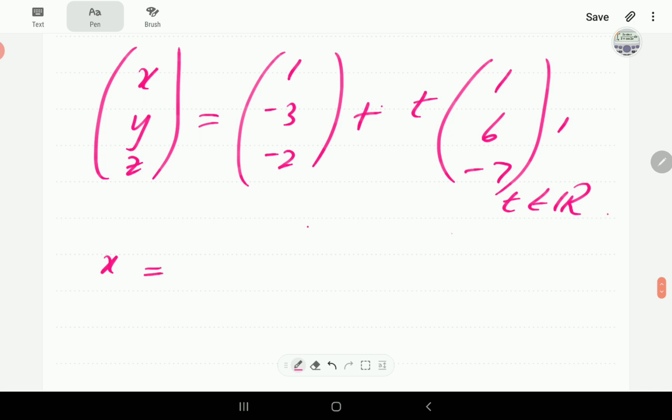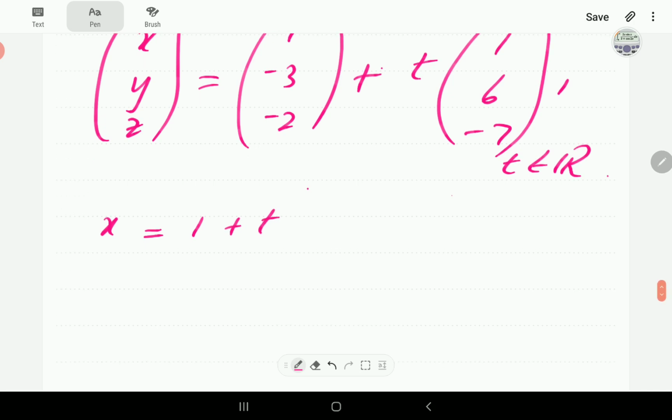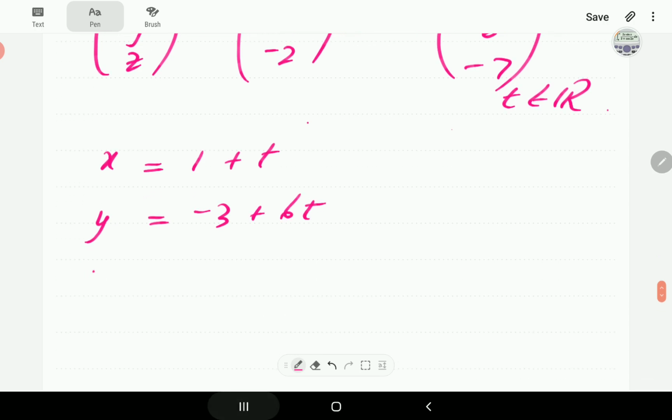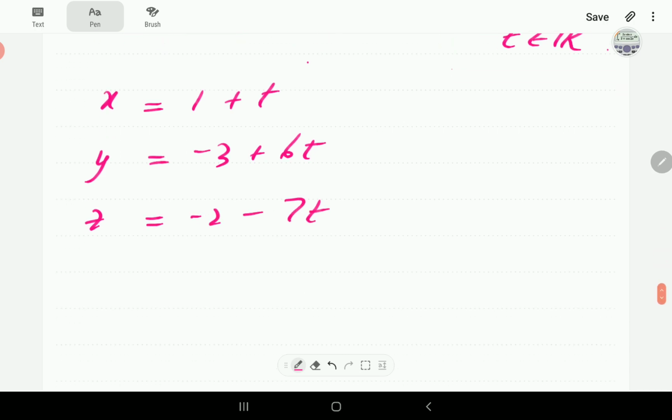Break this into the individual components. x is 1 plus t, y is negative 3 plus 6t, z is negative 2 minus 7t. That is the parametric form.